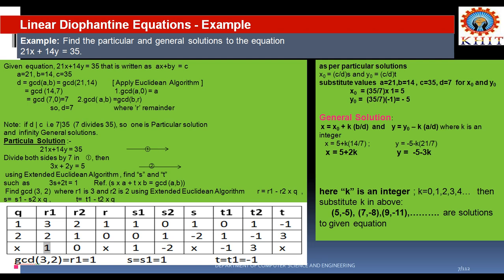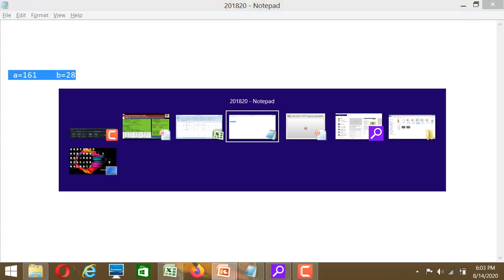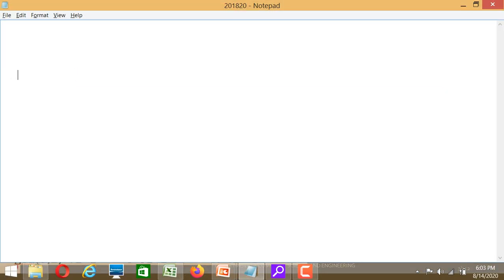Then find the particular solution using these formulas. After that, find the GCD value, then the s and t values. By using those values, you will get x0 and y0, the particular solution. Then find the general solutions. This is the example I am going to explain. So solve 21x plus 14y is equal to 35. Here, what are the x and y values that solve the equation? For that purpose, what is the formula?